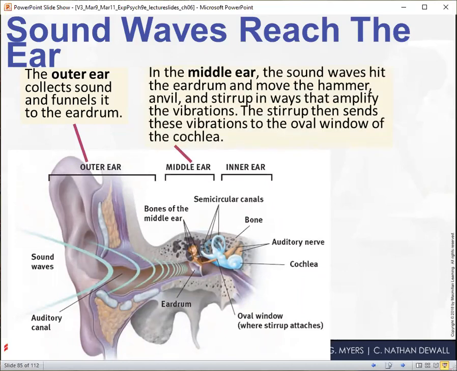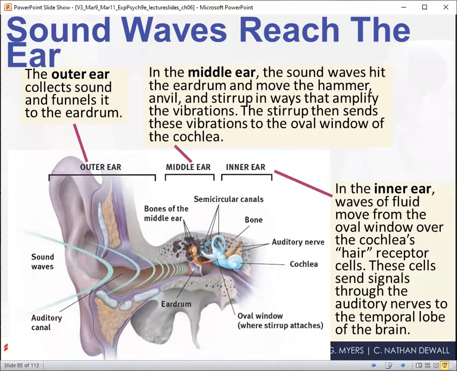In the middle ear, the sound waves hit the eardrum and move the hammer, anvil, and stirrup, usually referred to as the bones of the middle ear, in ways that amplify the vibrations. The stirrup then sends these vibrations to the oval window of the cochlea. That's the thing that sort of looks like a snail shell here. All right, so this is where the stirrup attaches, getting the vibrations to be sent into the cochlea.